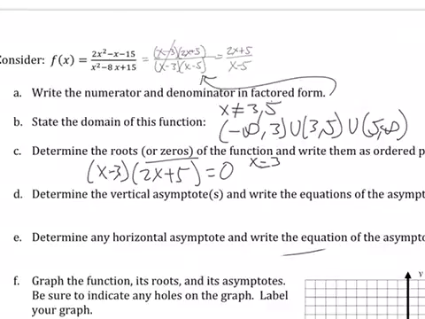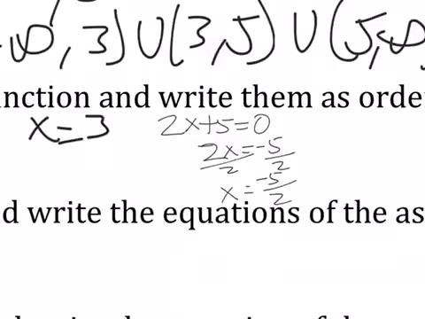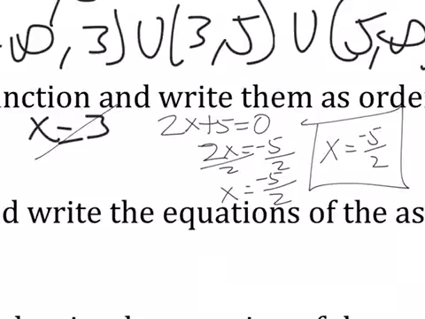What makes 2x plus 5 equal to 0? If 2x plus 5 equals 0, then 2x equals -5, divided by 2, so x equals -5 halves. All right, so there is our only zero. We've got to throw the 3 out because that's a domain restriction. So x equals -5 halves is our only zero.